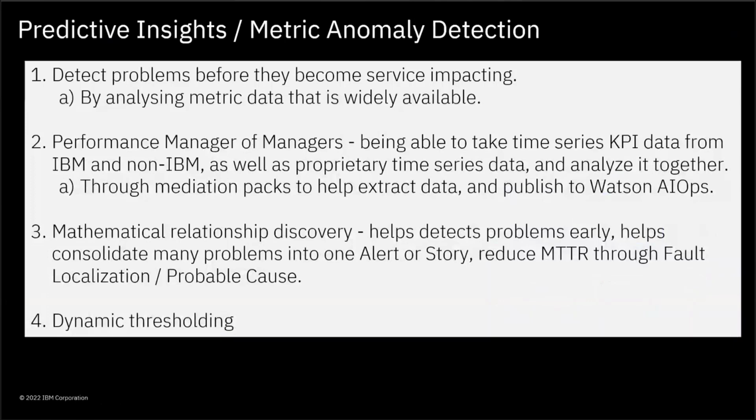Okay, thanks, Fred. So just a recap, right, of the types of user customer value that we've been delivering through these types of capabilities over the years, right? And the number one thing that we started was to be able to detect problems before they become service impacting.